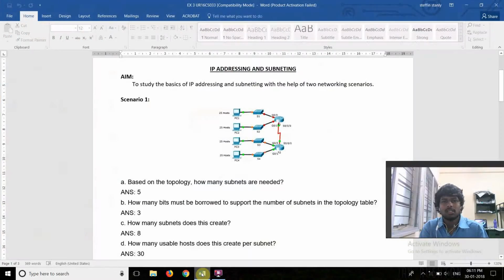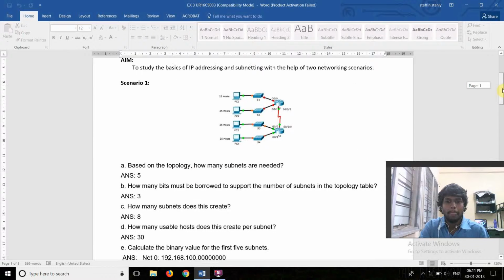Hello everyone. In this video I am going to explain the topic of IP addressing and subnetting. Here we've been given two scenarios. Based on the first scenario, as you can see, there are 4 LAN connections and 1 WAN connection, which is equal to 5 subnets that are needed.